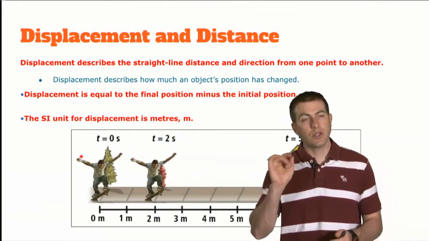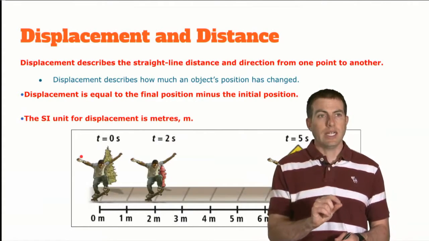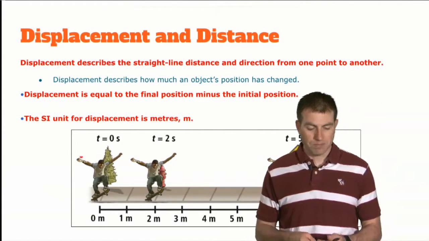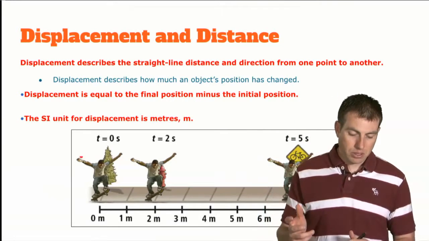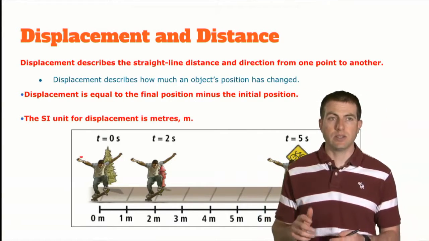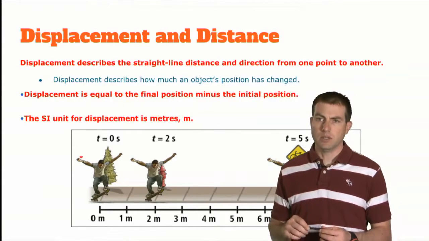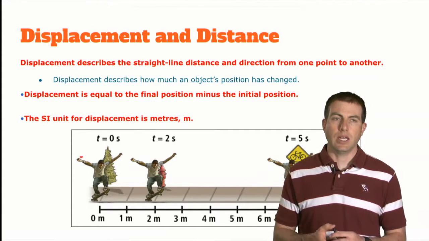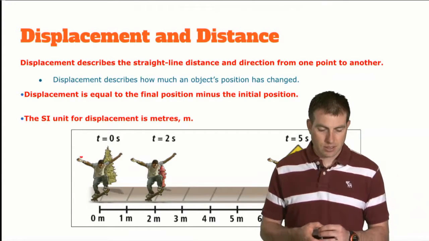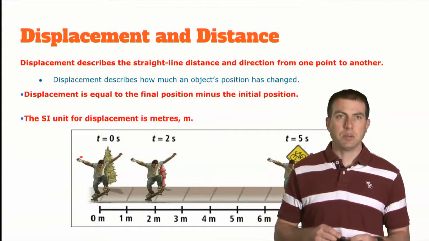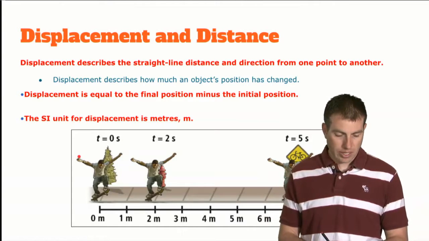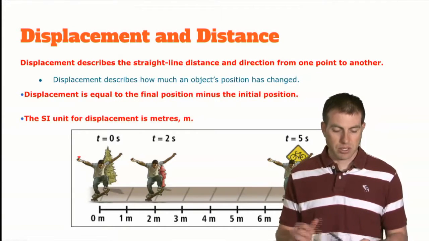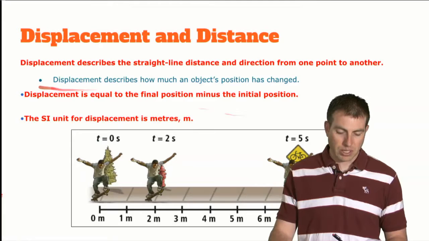All right, so those two we looked at before were distance and position. Now we're going to talk about distance and displacement. Again, two terms you've probably heard about, but now have new meanings. Displacement describes the straight line distance and direction from one point to the other. Displacement is equal to the final position minus the initial position.